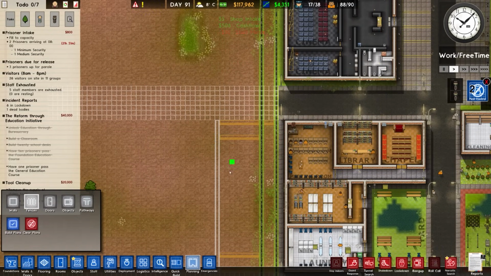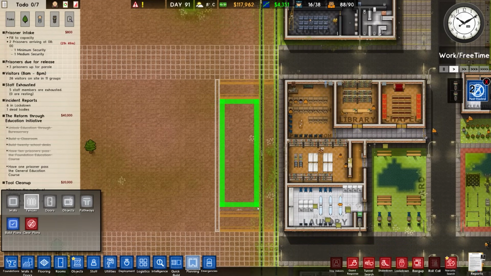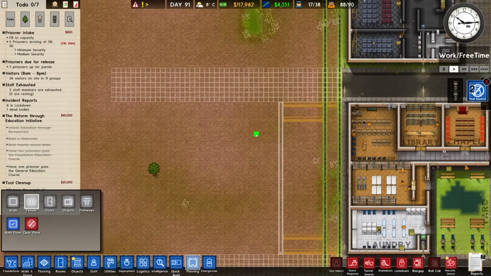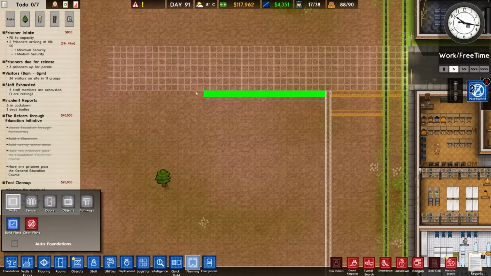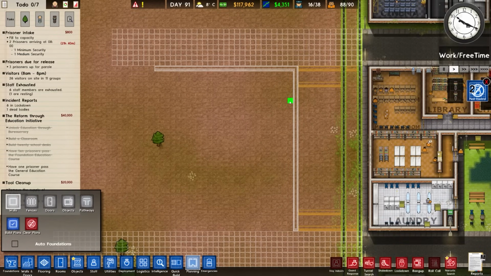Fences. So this is going to be a little yard for protective custody. It is totally adequate at 23 by 8. And then in here, which is where the main building will be, we're going to have, like I say, the protective custody.